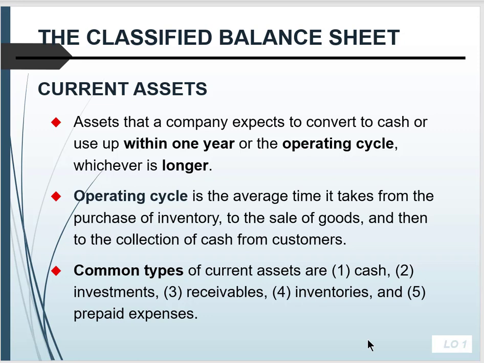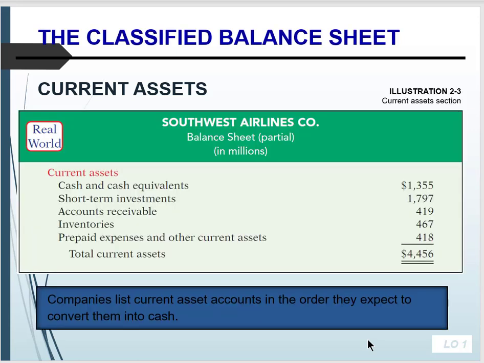So the operating cycle, again, that's just the time it takes to go through the cycle from buying inventory to selling inventory. There are basic types: cash, short-term investments, receivables, inventories, and what they refer to as prepaid expenses. So if we look at this company, we have what they refer to as cash and cash equivalents, cash and things that look like cash. Short-term investments. Now, sometimes balance sheets will combine these so that it is cash and marketable securities in one line item. Accounts receivable, inventories, and then prepaid expenses and other types of current assets.